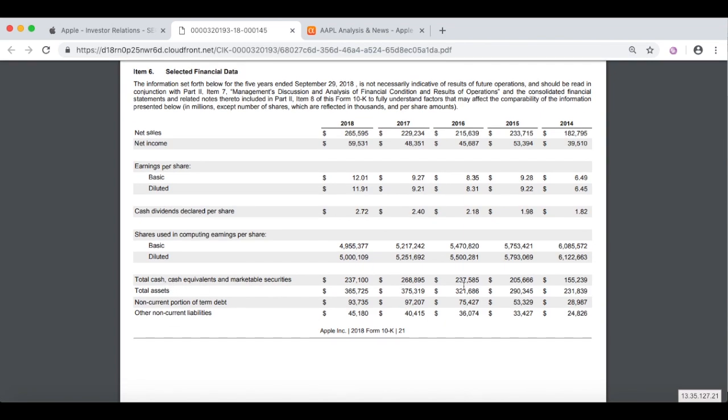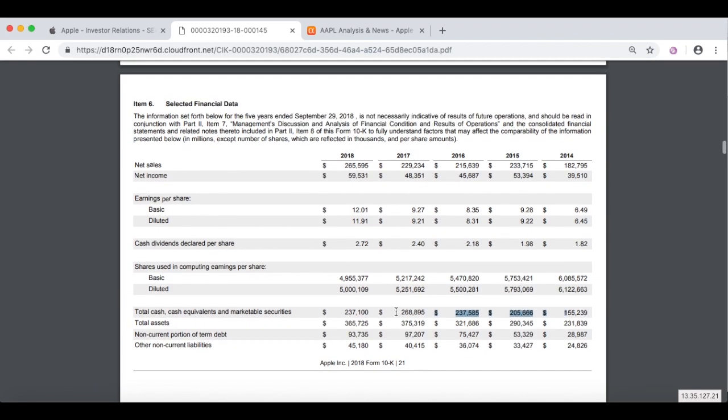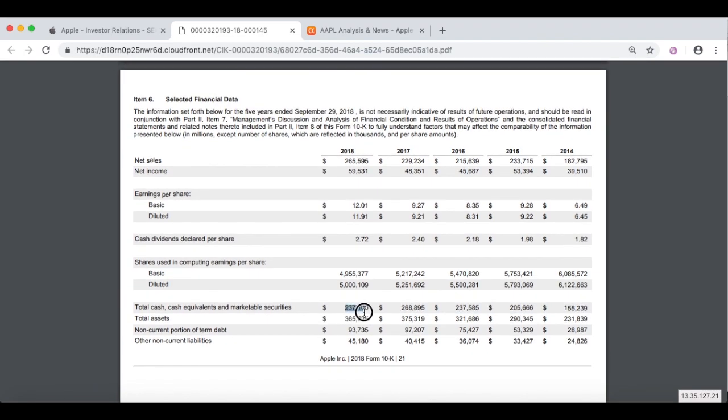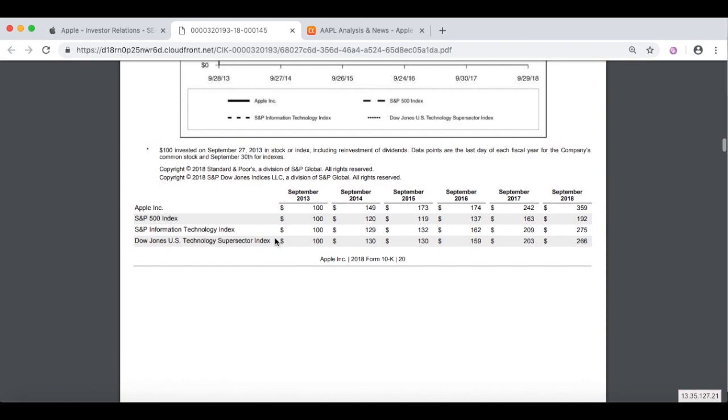Then we come down here to total cash. Look at this, 155. I think this might be in millions, because I'm pretty sure this is 273 billion. This whole section is probably in... They don't really say it here.